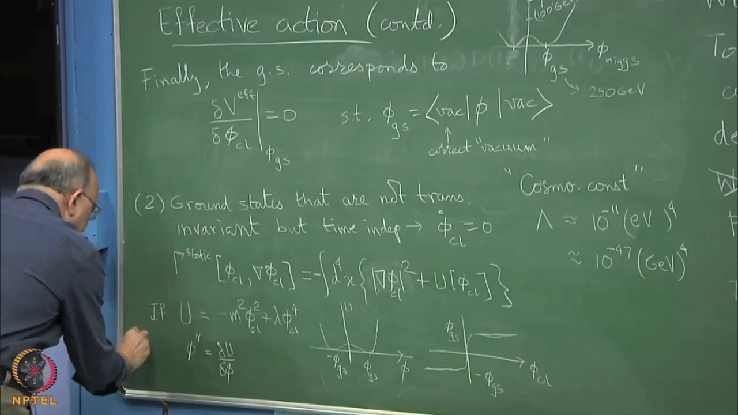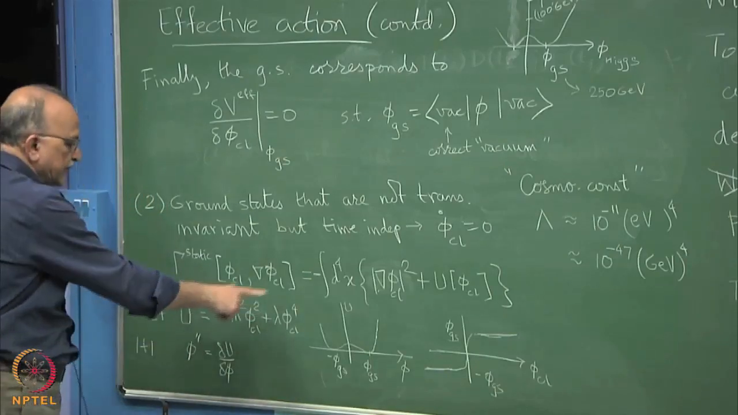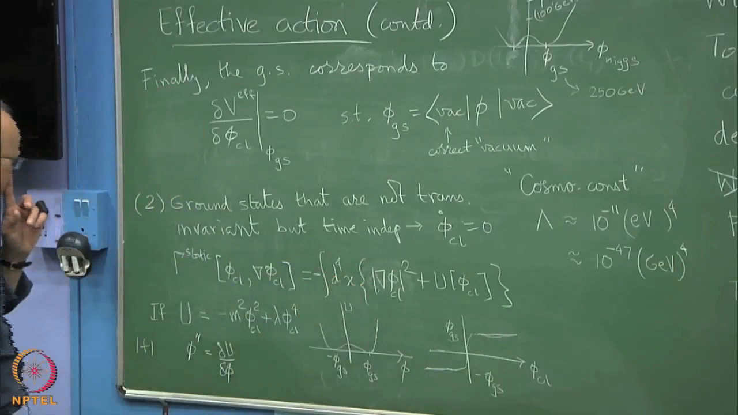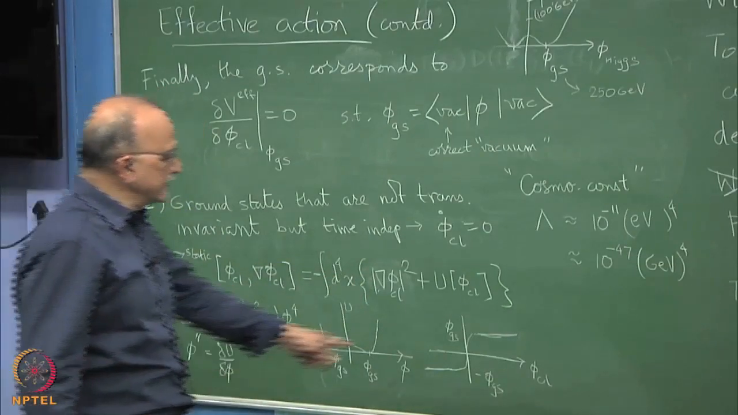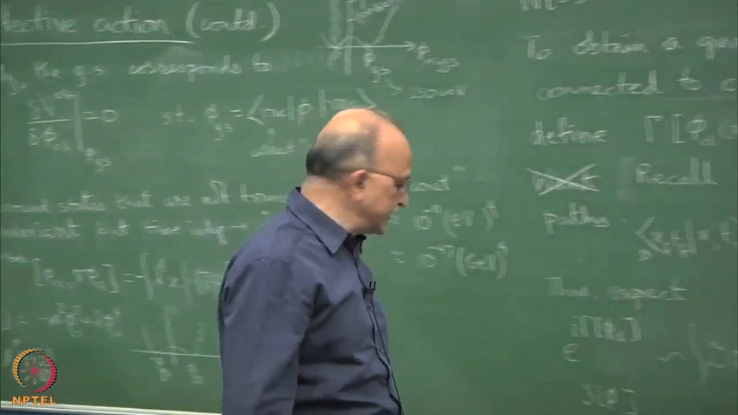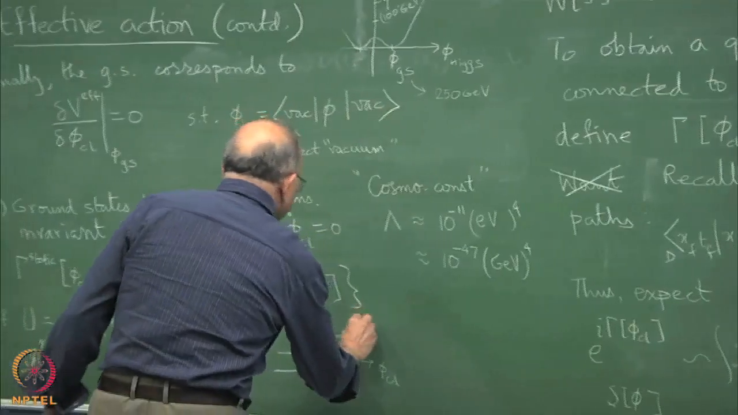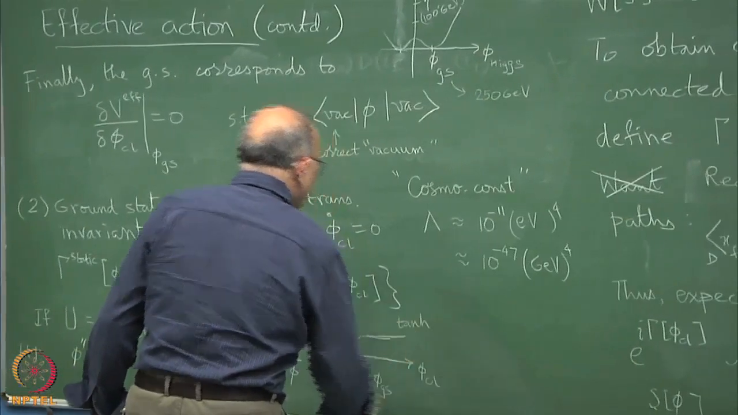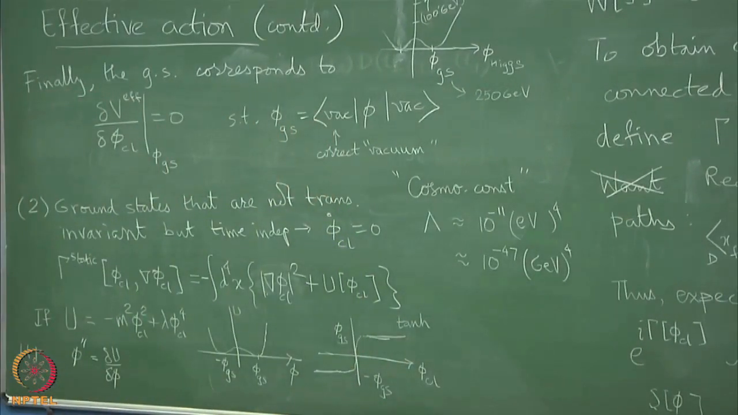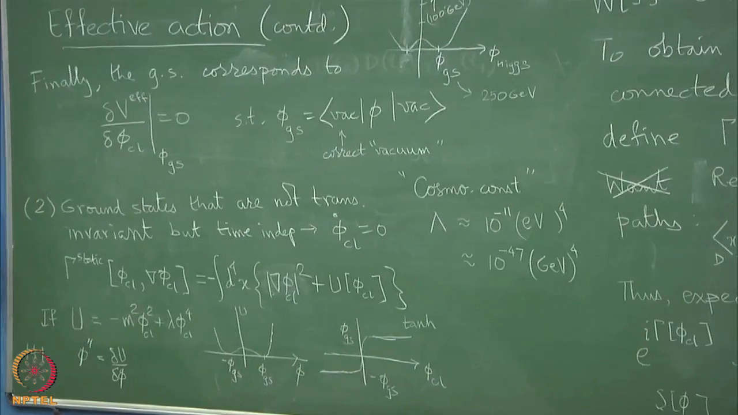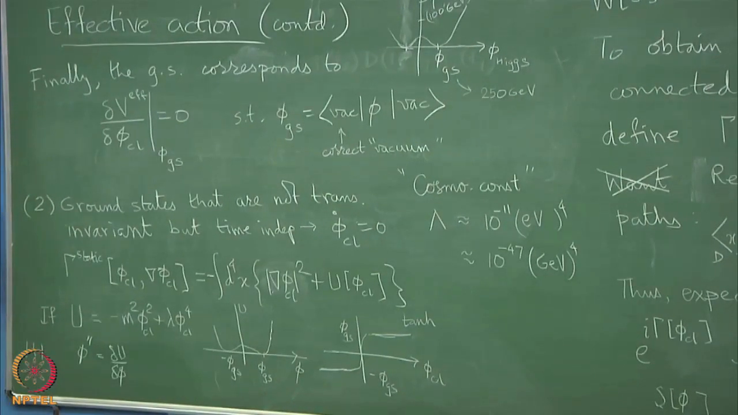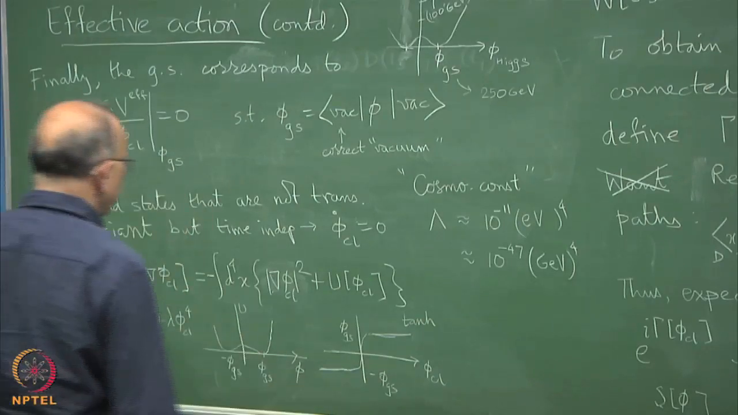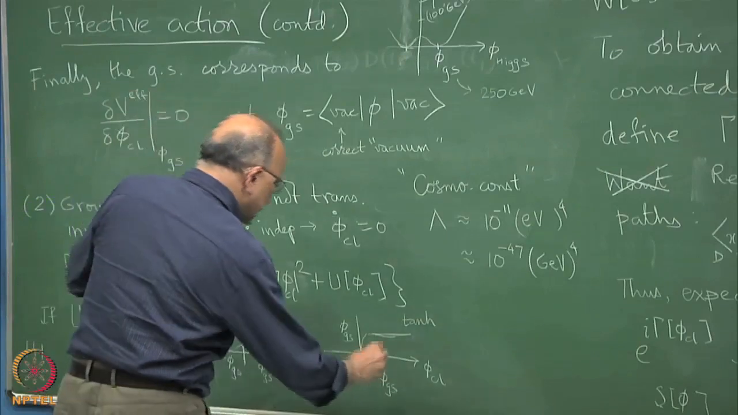You do it in one dimension, 1 plus 1. So choose only one space dimension. And if you solve this equation, this nonlinear equation has a nice exact solution as tan hyperbolic. So you can come out with non-trivial ground states. These are called kink solutions or solitonic solutions, and in condensed matter physics and even in optics you can find these solitonic modes propagating. So these are called solitons.